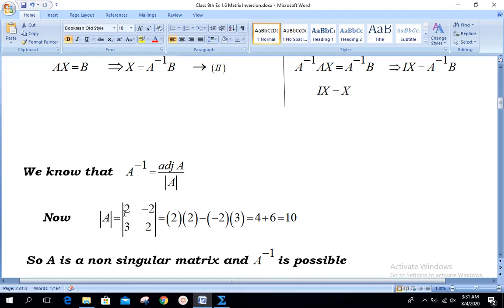Entries of A were 2, minus 2, 3, 2 in the row frame. So far you know the order of determinant: first place multiplied by fourth place, 2 into 2, in between sign is minus, then second place multiplied by third place, minus 2 into 3. Finally you arrive at 4 plus 6, which is 10. You can see that 10 is a non-zero number, therefore we say that A is a non-singular matrix and A inverse is possible. This means we can go ahead and we can have a solution.